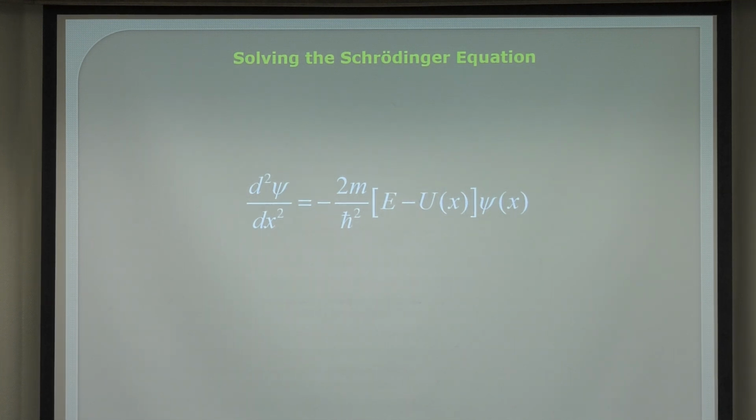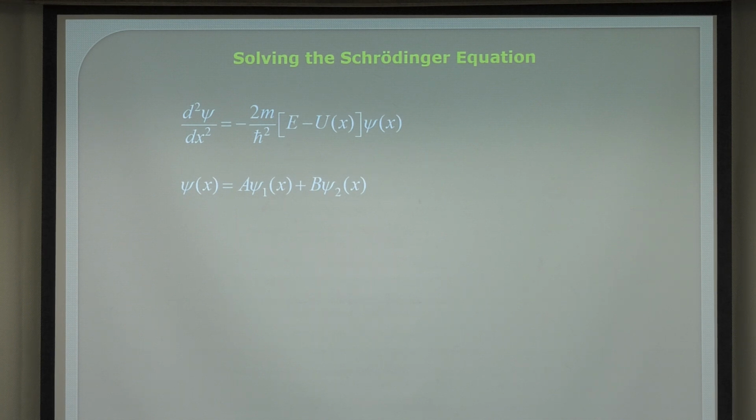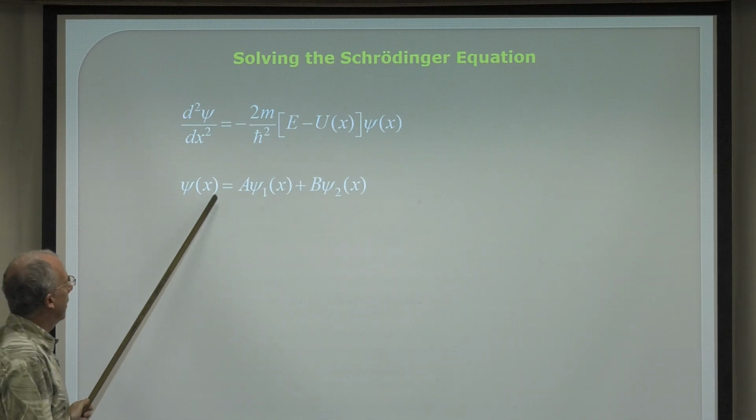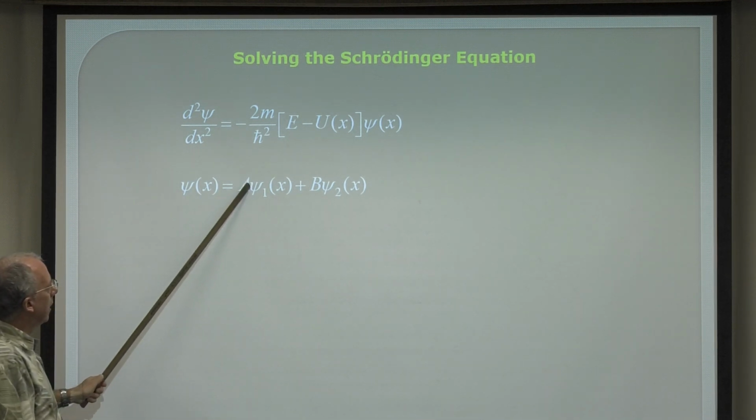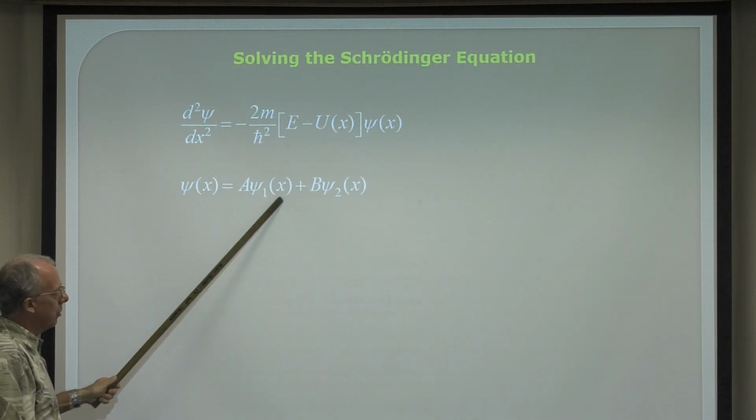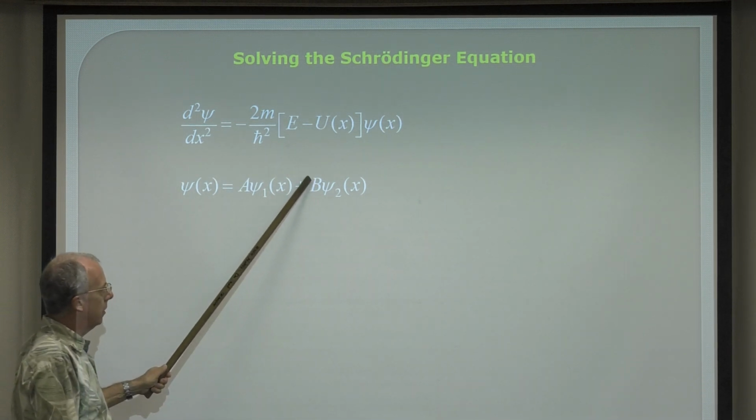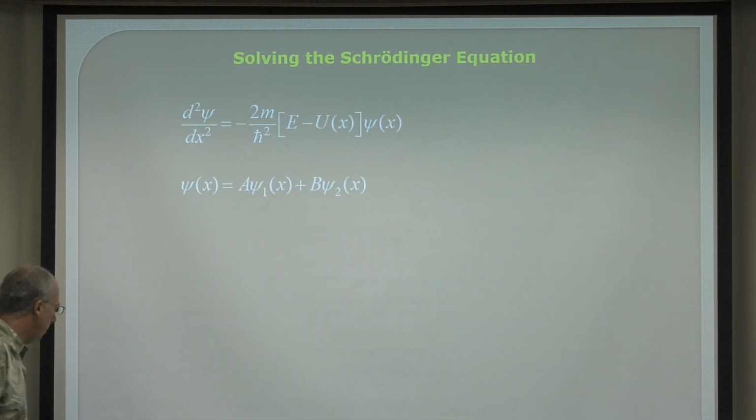Two independent solutions. So here, just write them. The wave function, A and B are just coefficients. You can always have coefficients, right? So the wave function is A times psi1, that's one independent solution, plus B, another coefficient, times psi2. Okay, great. Whoopee. So, two independent solutions.